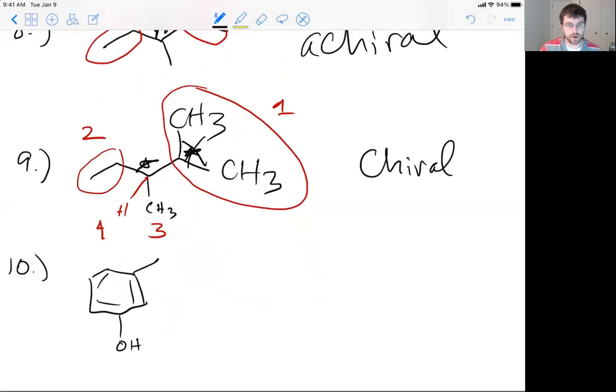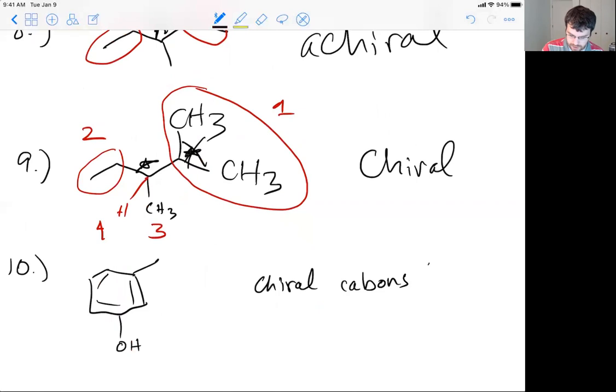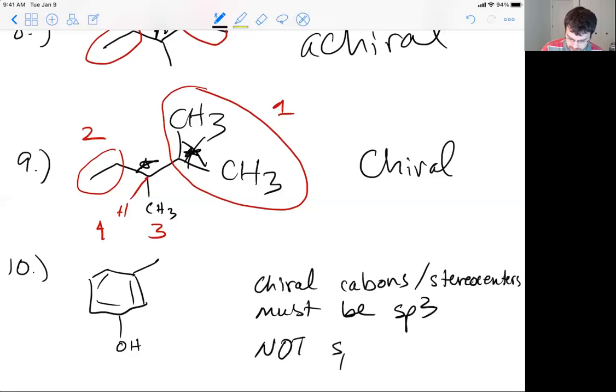Okay, now down here, if you notice, we've got a lot of stuff going on, but what I have to emphasize with this question is a few things. Number one, chirality or chiral carbons slash stereocenters must be sp3, not sp2 or sp.